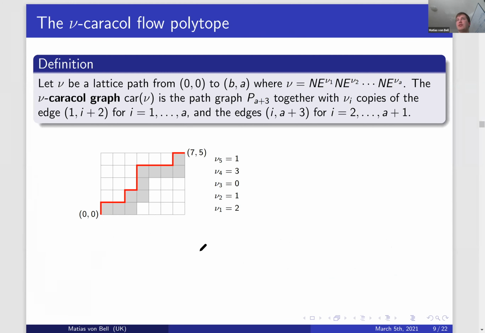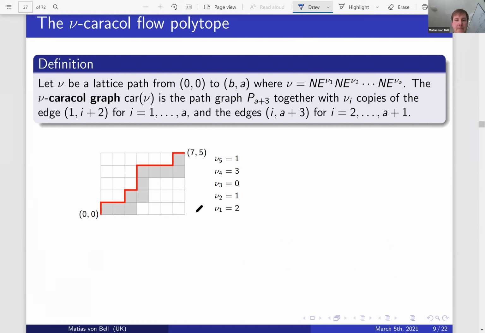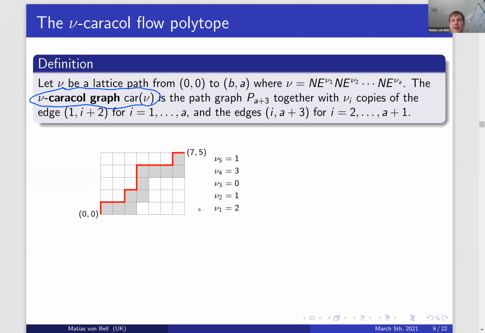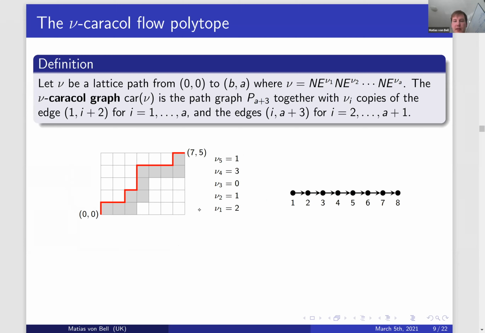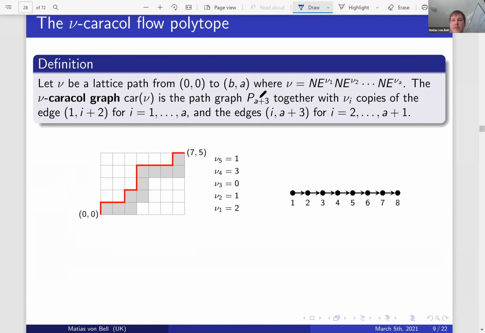Okay. So now let's talk about what the actual flow polytope that we are going to be discussing today is. That's going to be called the nu-caracol flow polytope, and it's built off of this nu-caracol graph. So nu here is our lattice path. We take a lattice path, and we begin by starting with the path graph with the number of vertices being the y-coordinate of the endpoint of the path nu, plus 3. So the path graph on A + 3 vertices.